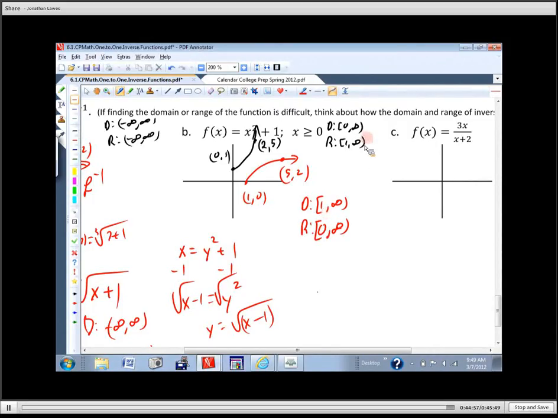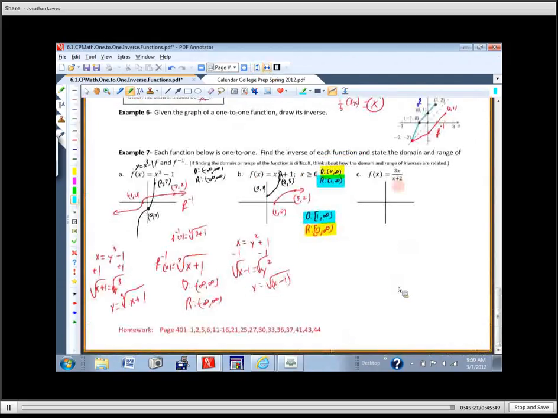Okay, and what I want you to notice is this. The domain on the original function is the range on its inverse. And the range on the original function is the domain on its inverse. See how these got switched? These are normally x's, they got switched for y's. These are normally y's, they got switched for x's. Does that make sense?